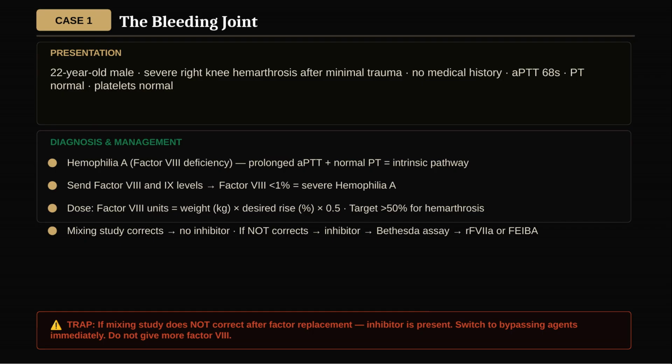The trap: if the mixing study does not correct the aPTT after giving factor replacement, there is an inhibitor. Check a Bethesda assay. Management changes to bypassing agents, recombinant factor 7a or FEIBA.